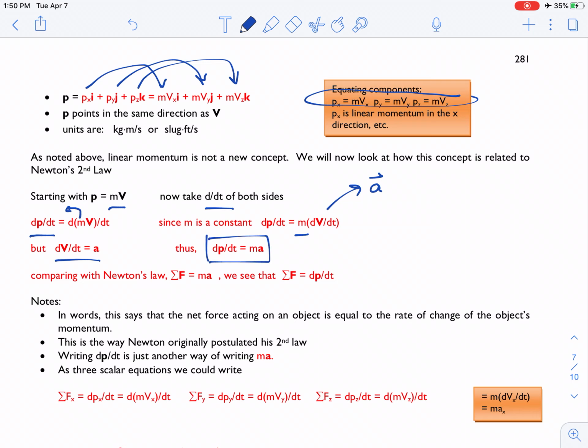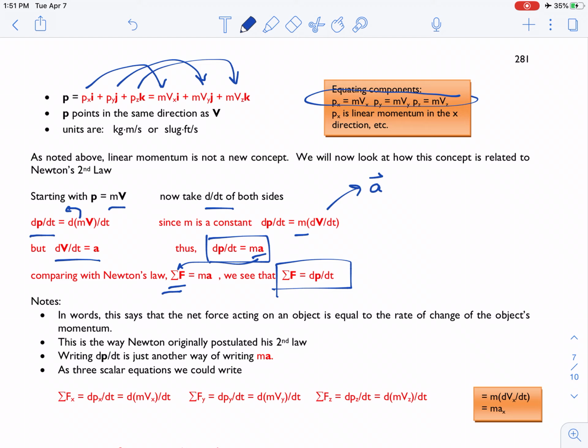What is mass times acceleration? It's from the second law. We know that that's the sum of forces. So when you replace ma with the sum of forces and flip the sides, this is the equation you're getting. The net force acting on an object is equal to the change in its linear momentum with time, okay? This means if there's no net force acting on the object, the momentum is not changing.